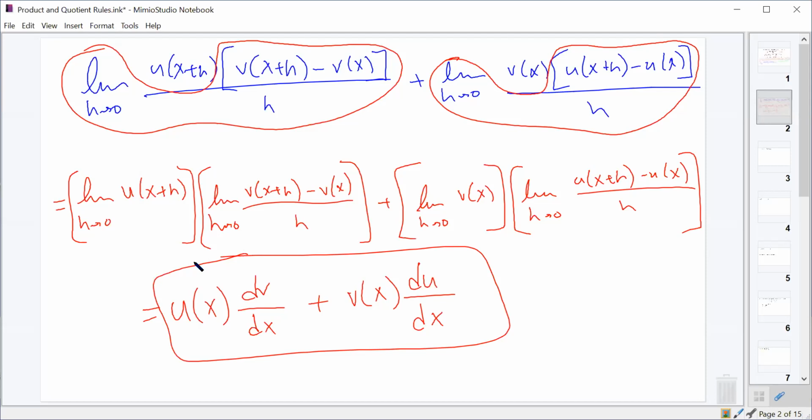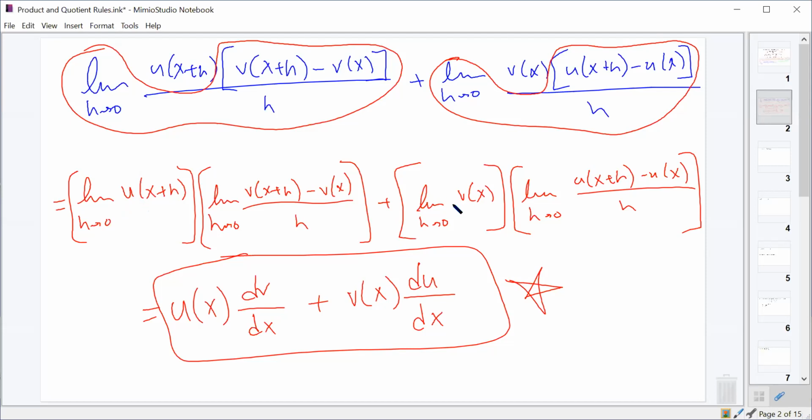Good or no? Any questions on how we got there or any part of that or anything? No, everybody's good? How did in the first and third term, where did the over h go?